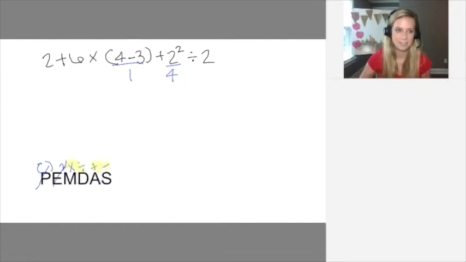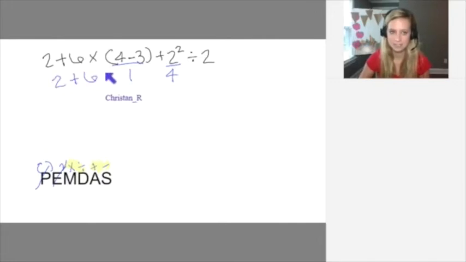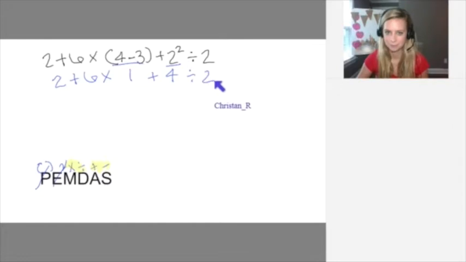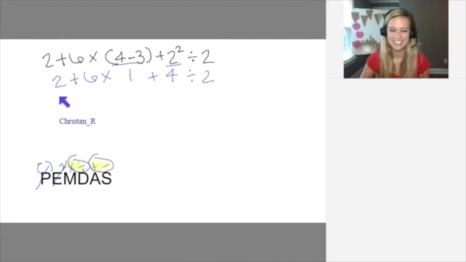Now that we've done a few steps, let's go ahead and carry the rest down so we don't confuse ourselves. 2 plus 6 times 1, take down that plus sign, divided by 2. All right, so now all we have left is multiplication, division, and addition and subtraction. So going back to why I highlighted these over here is that we will solve left to right when working with multiplication and division if we're on that step. So we're going to go from left to right. We're going to see that we have 6 times 1 here and 4 divided by 2 here.